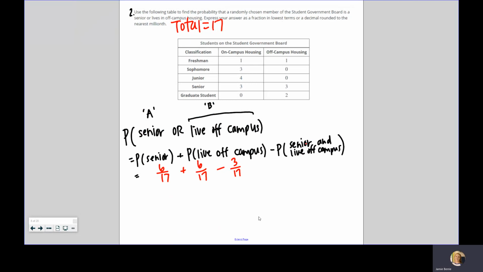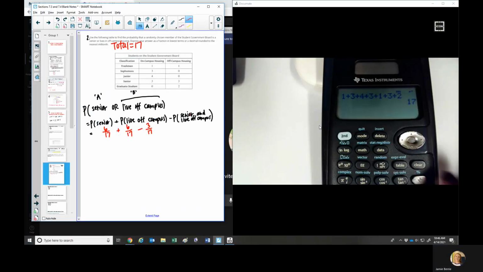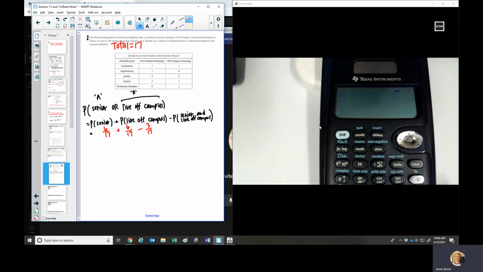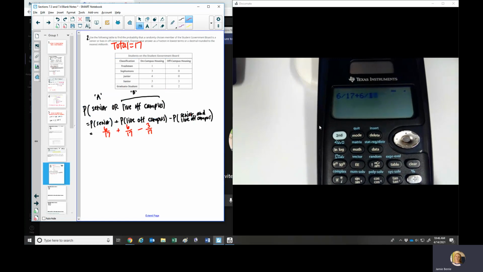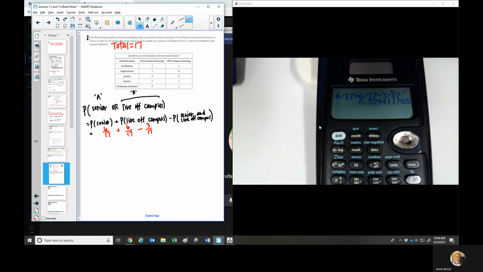All right, so get your calculator. Right, so we have 6 out of 17 plus 6 out of 17 minus 3 out of 17. You can use your little fraction button if you want to. All right, and there we go. It says round to the nearest millionth, which means 6 decimal places. You could also make this into a fraction if you wanted to.